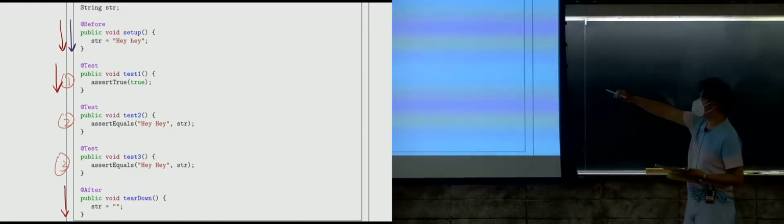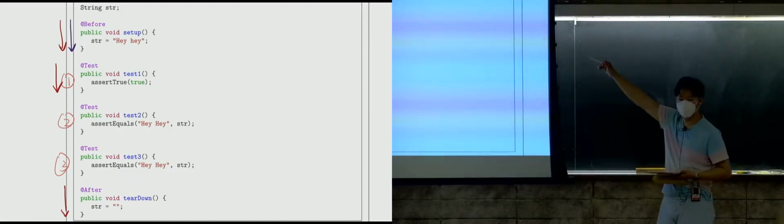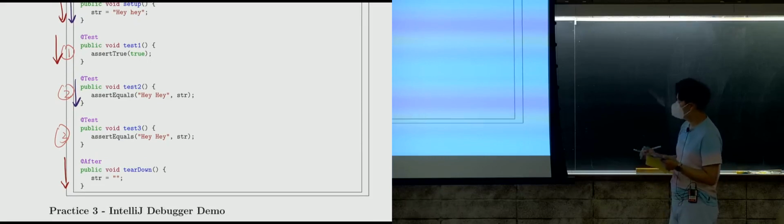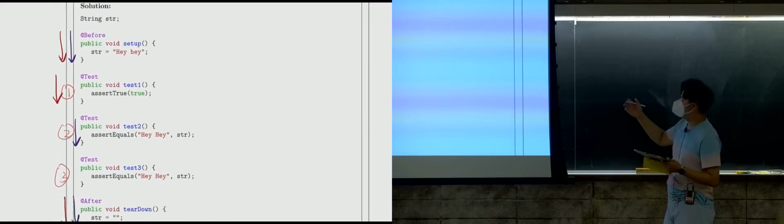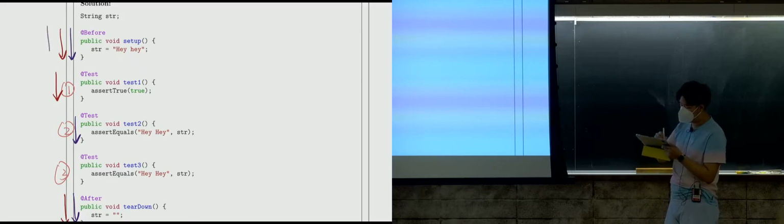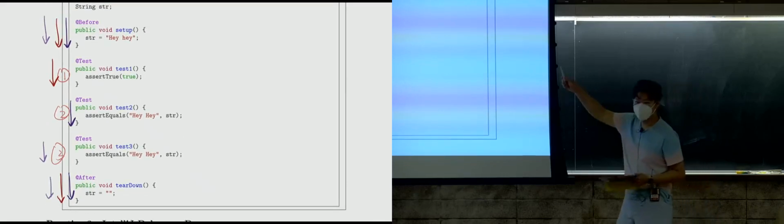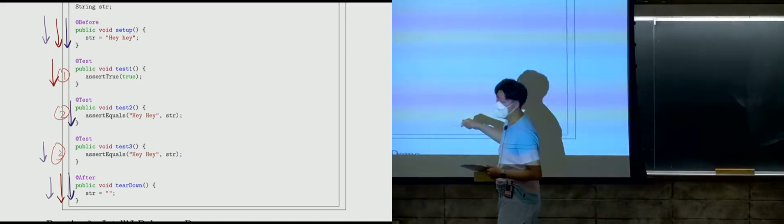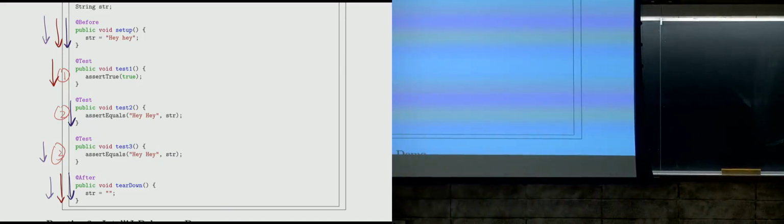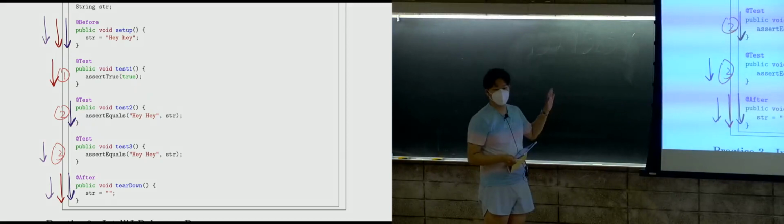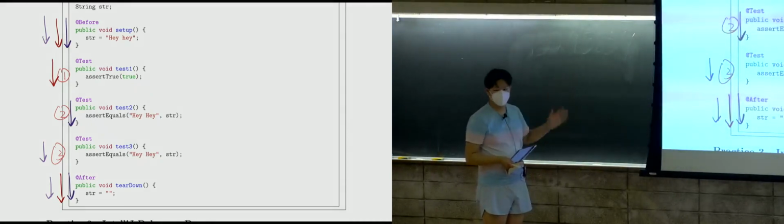So after the before runs the second time, what should be run? Test 2, and then after. And the third time, it's the same, right? We run before the third time, and then do test 3, and then tear down. I'm using an arrow to show the sequence of the running. So you see that we run before 3 times, we run after 3 times. So use this structure to clean up your JUnit file.